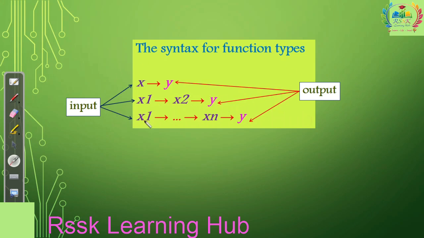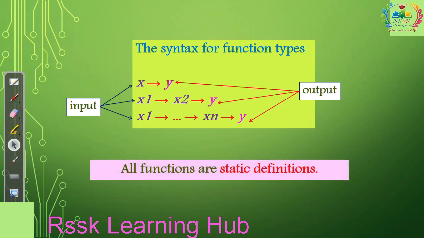Now coming to the third part, x1 up to x2, x3, x4 up to xn. Any number of inputs you can give to produce one output. This is the syntax for the various function types.